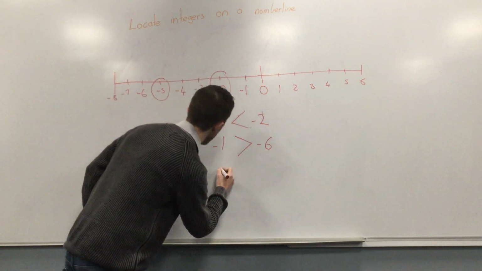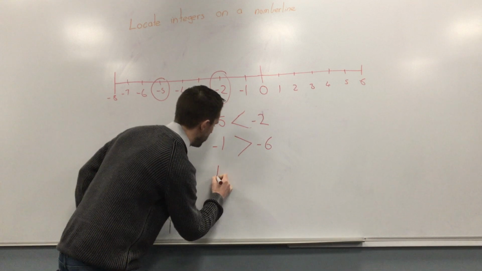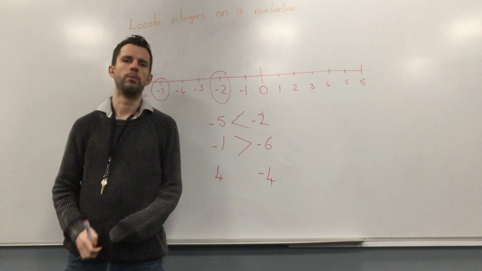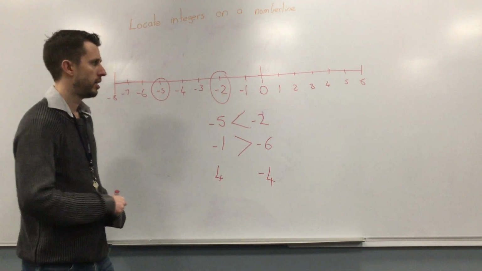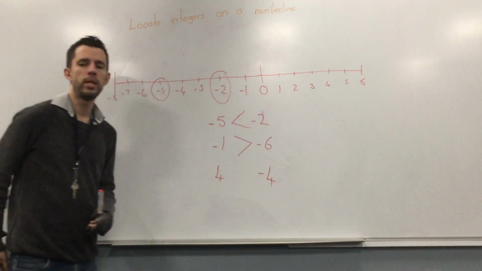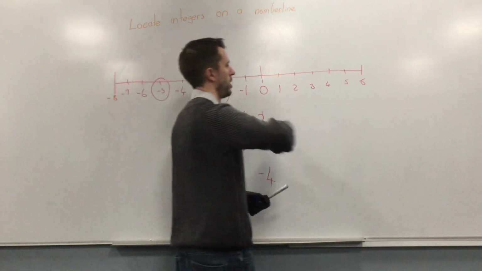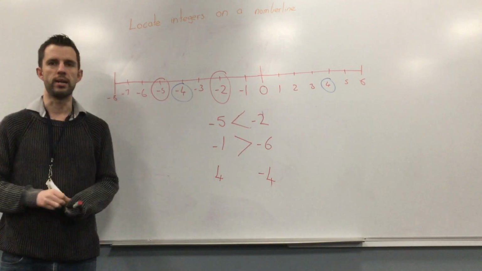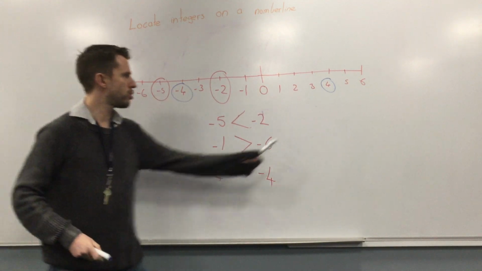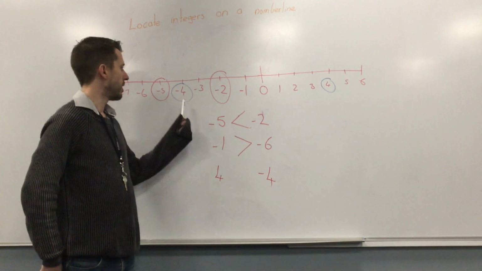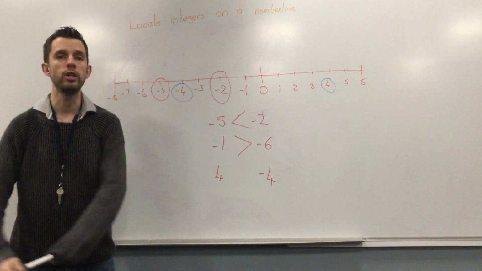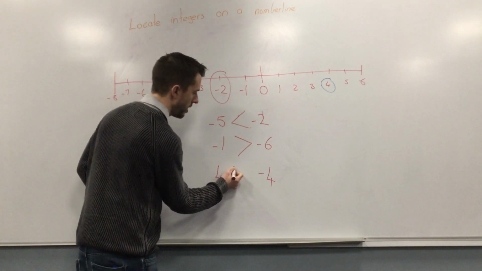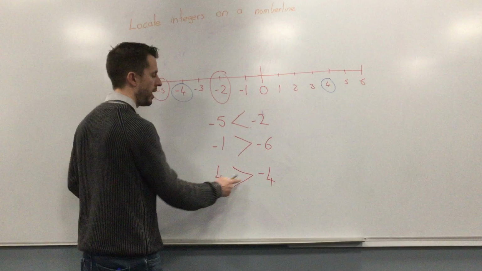Last one I'm going to do will be 4 and negative 4. I just want you to think about it for a minute. I've got 4 over here and I've got negative 4 here. So 4 just means I've got $4 in my pocket. Negative 4, it means I owe someone $4. So that shows me that negative 4 is less than 4.